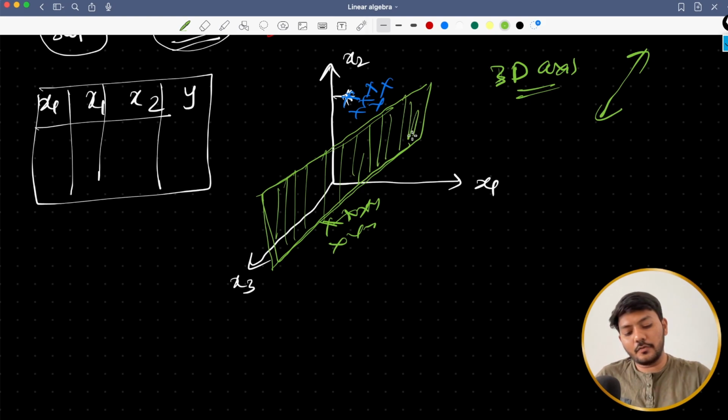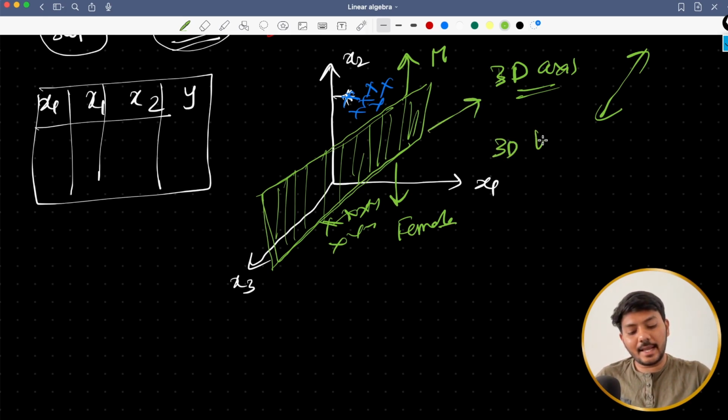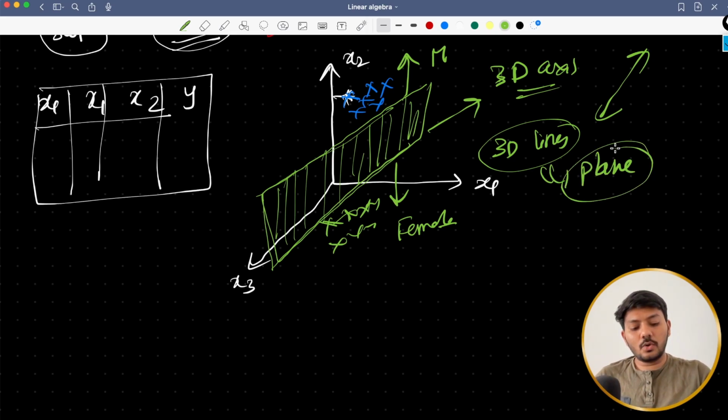The plane is basically separating the three-dimensional axis. It's a little bit hard to visualize, but all the points above the plane we will classify as male, and all the points below we will classify as female. Hopefully that is clear. Here we need to learn about 3D lines, which we call a plane. All this we will learn inside a concept called linear algebra.